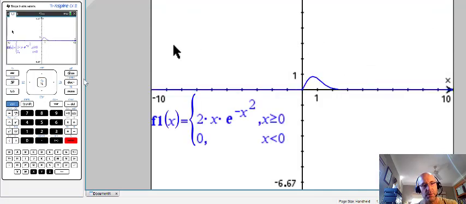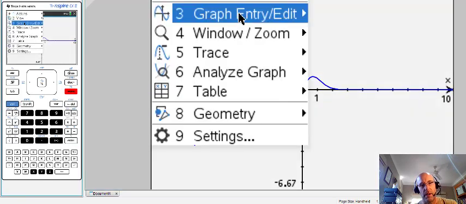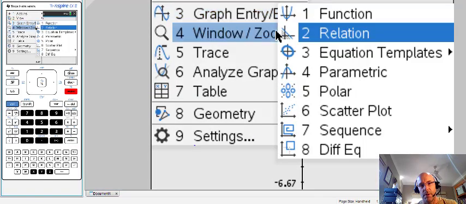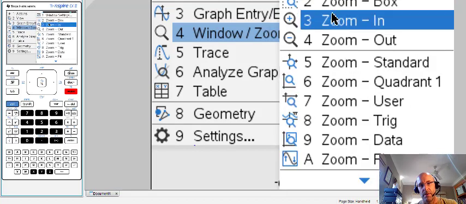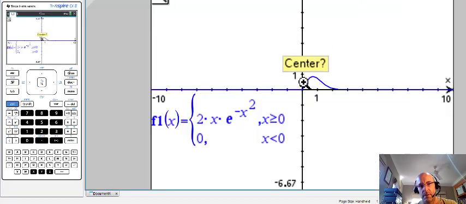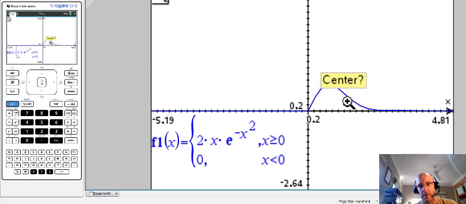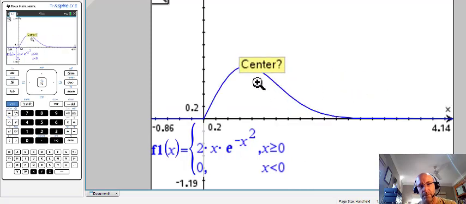Okay, maybe zoom in on that. It's this funny little bump there. Okay, so window zoom. Let's zoom in. Okay, so that's what we got.